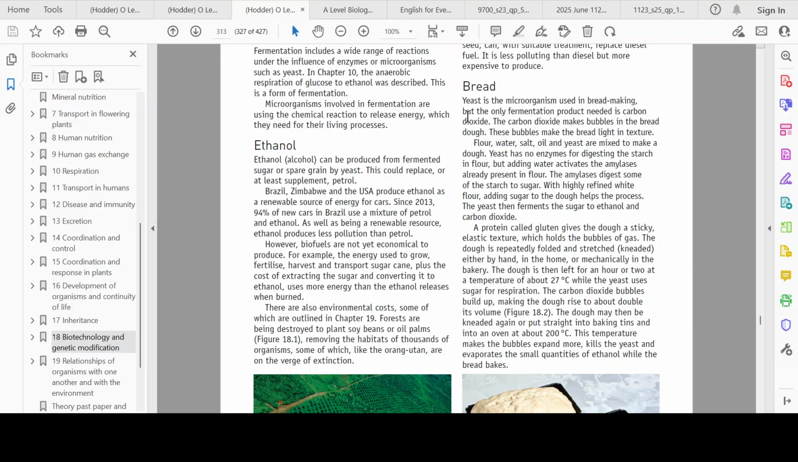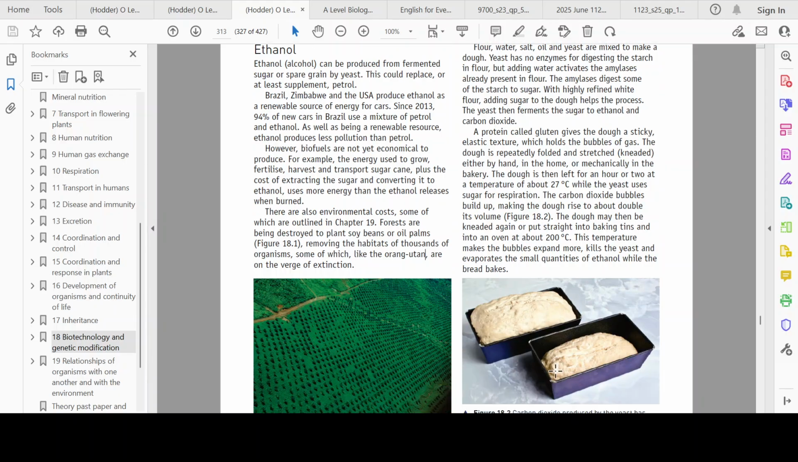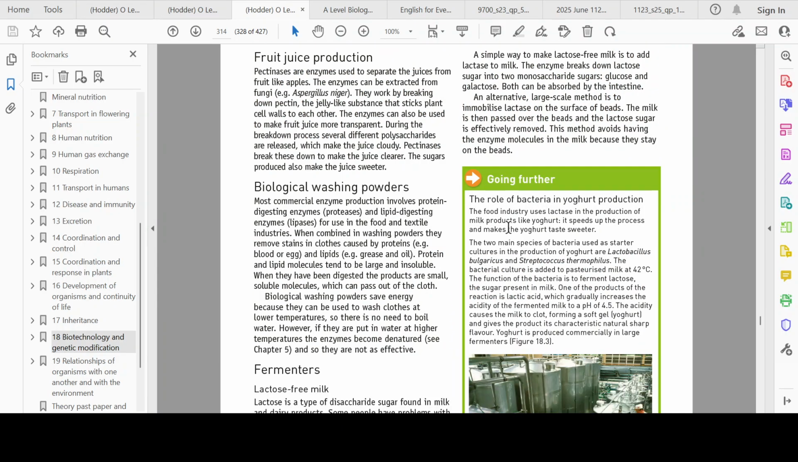Bread, as I mentioned. Again, anaerobic respiration, and carbon dioxide is produced, which causes the flour to rise, as you can see in this picture. The dough at the back has risen, and when you put it into the oven, the ethanol evaporates and the carbon dioxide also escapes, and that's why you have these bubble-like spaces in bread, because that's where the carbon dioxide was. Fruit juice production: pectinase are enzymes that are used.